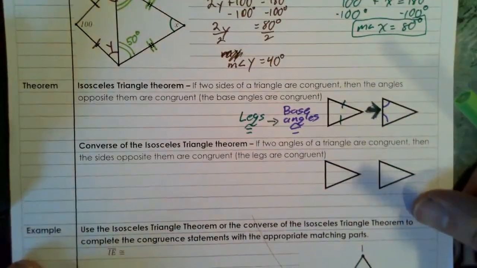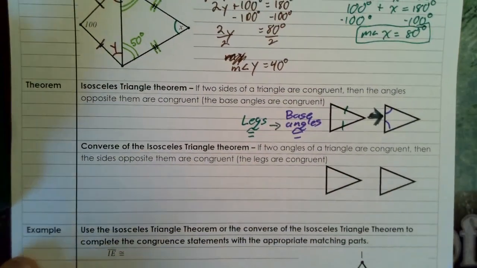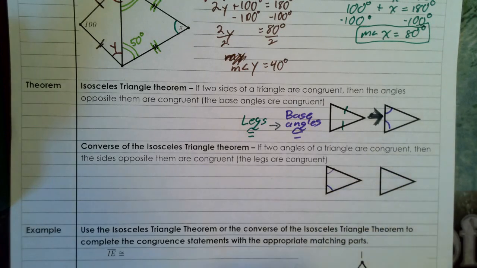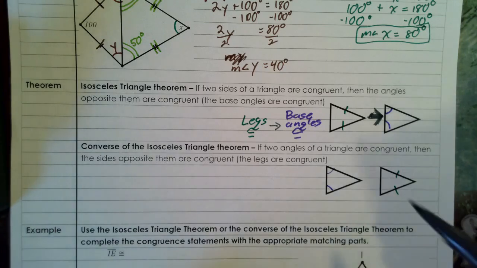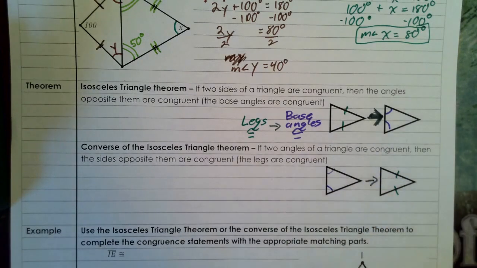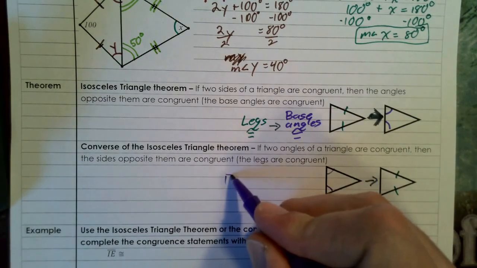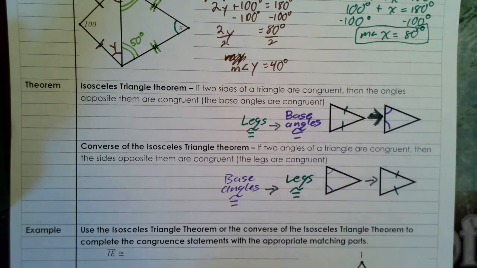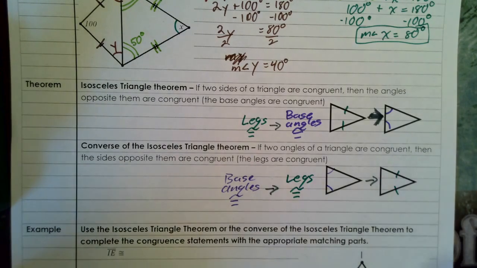What's great about this is it also works in reverse. If you know that the base angles are congruent, that's what's being said in this other diagram, then we know that these sides have to be congruent. This theorem works in both directions. If you know the base angles are congruent, then you're able to say that the legs are also congruent. So if base angles are congruent, the legs are congruent. If the legs are congruent, then the base angles are congruent.